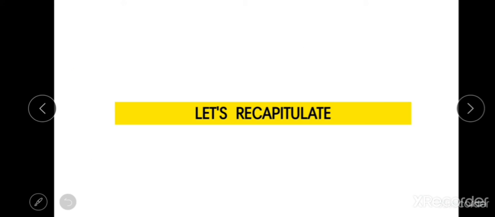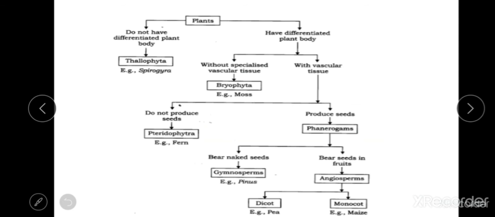Learning a lot about plants, let's see what we have learned so far. Look at this flow chart, student. By understanding the flow chart, you can easily remember the specific characteristics of some divisions. So let's start from here. On the top, we can see plants. The diverse groups of plants are classified on some criteria. One such criterion is differentiated body. On this basis, we have two divisions.